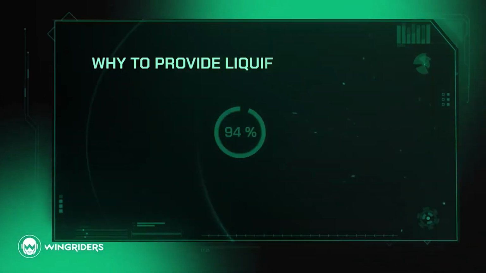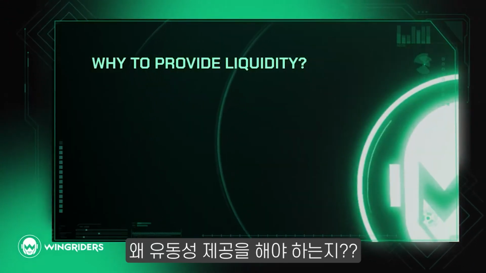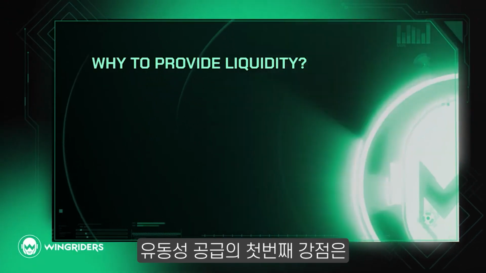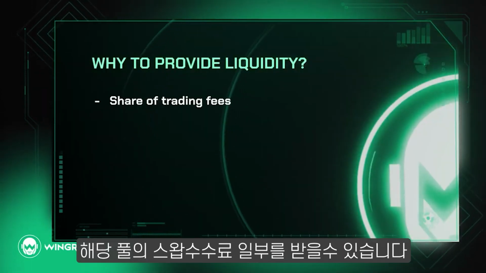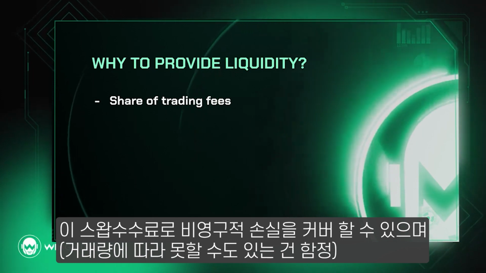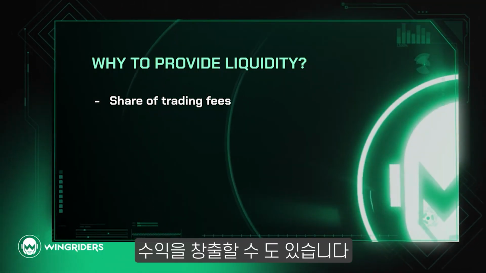You may ask, why then provide liquidity into a pool and risk the impermanent loss? In the first place, when you provide liquidity, you get a portion of the trading fees from the pool. The share from fees can not just offset the impermanent loss, but create profit.